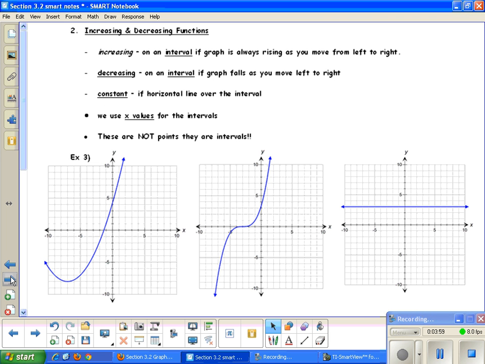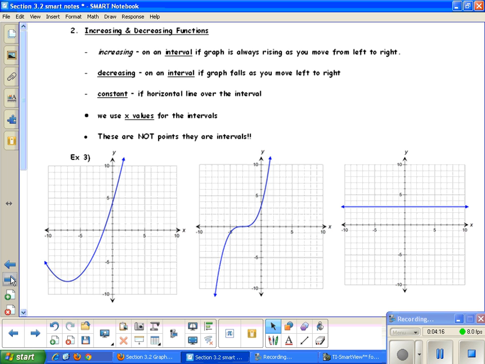Now we're going to talk about some new stuff. We're going to talk about increasing and decreasing functions. Increasing is on the interval of the graph is always rising as you move from left to right. If you're decreasing, it's the graph y values are falling as you move left to right, and constant if you have a horizontal line over the interval.